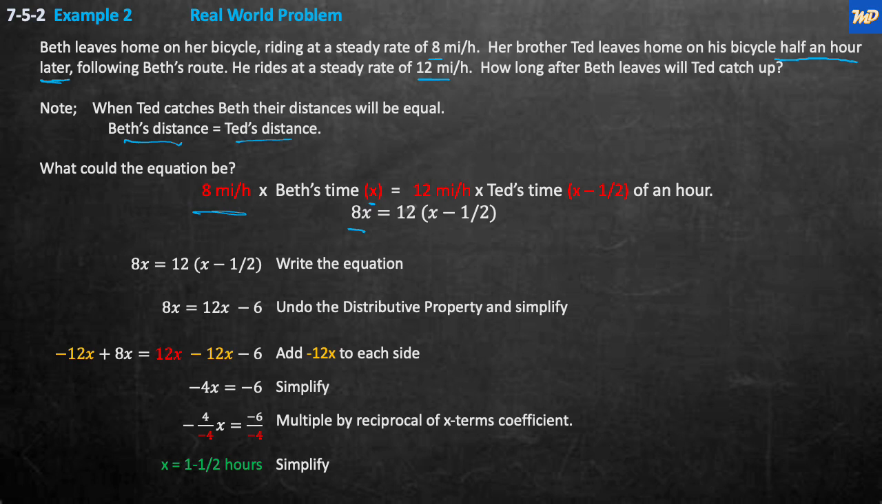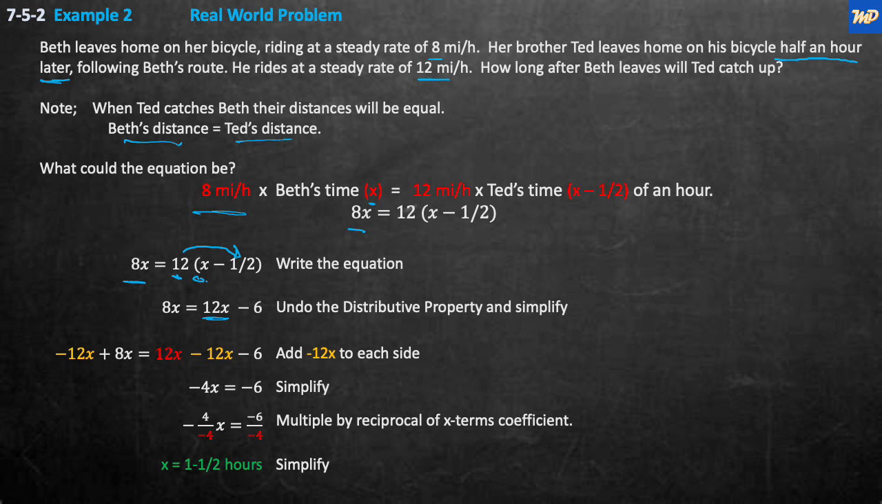Okay? So when we solve this now, we're going to see 8x is equal to 12 times the quantity x minus 1/2. So this is rewriting the equation to make sure we have it right. Okay? So now we're going to play with this. So 8x is equal to 12x. Right here, when you do 12 times x, you get 12x. And when you do 12 times a half, you're going to get minus 6. Minus a half times 12, minus 6. Okay, we just undid the distributive property.